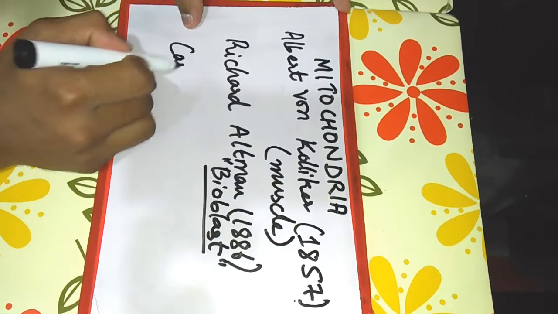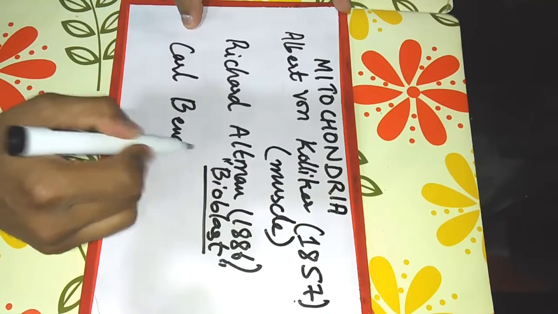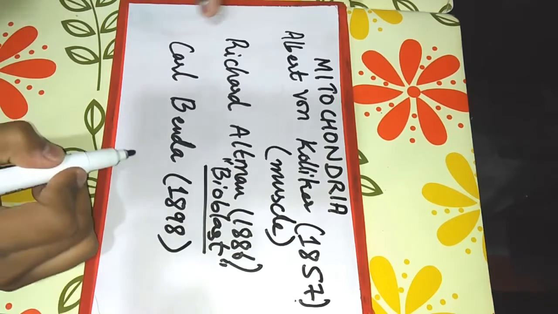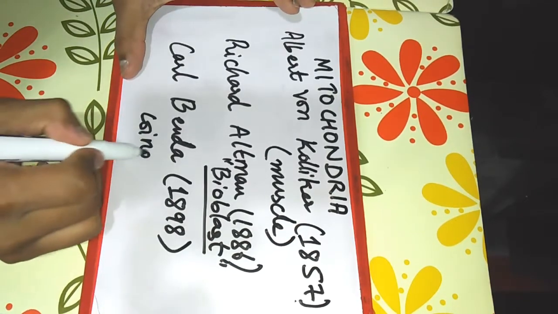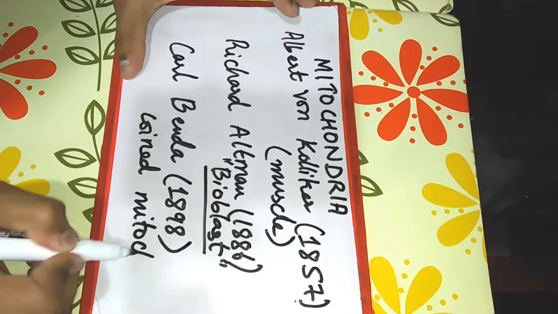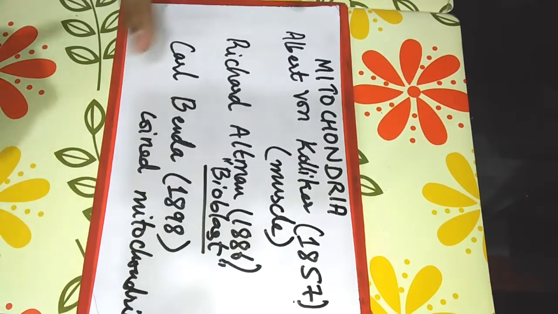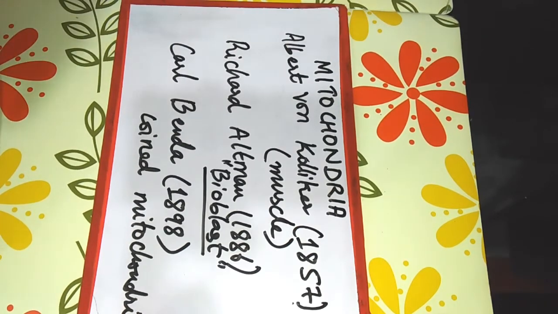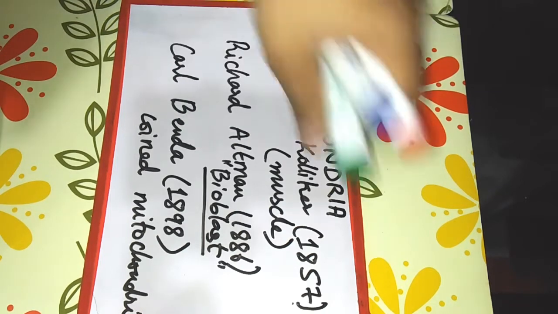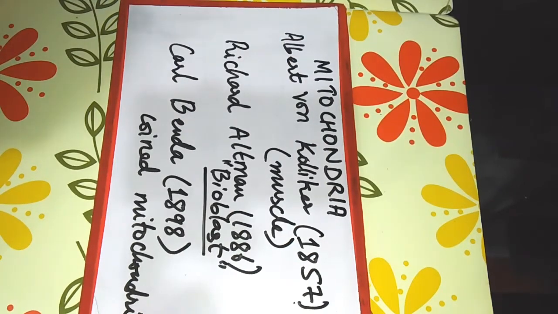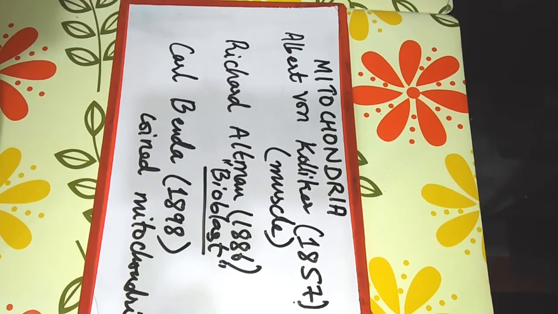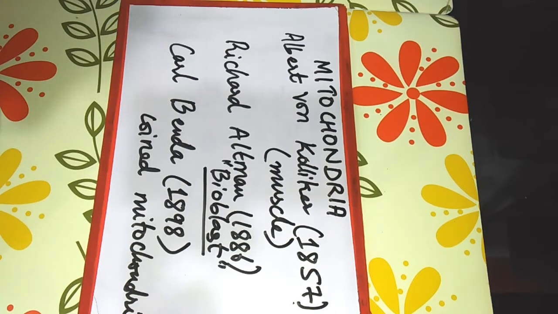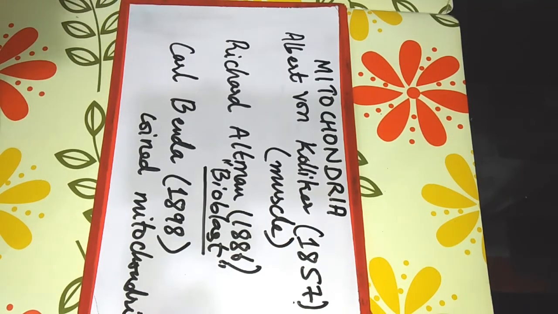Later on, another scientist came named Carl Benda. Carl Benda in 1898 coined the latest terminology that we call it nowadays, mitochondria. So it's a very brief review about the discovery of mitochondria. First of all, it was studied by Albert von Kolliker in the muscle tissues of human beings in 1857. Later on, Richard Altman proposed the term bioblast, and then Carl Benda came during the 1898 era. He coined the term mitochondria.